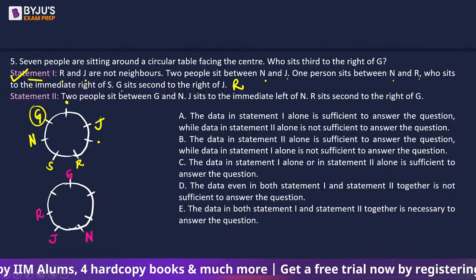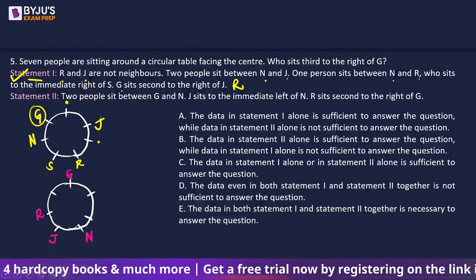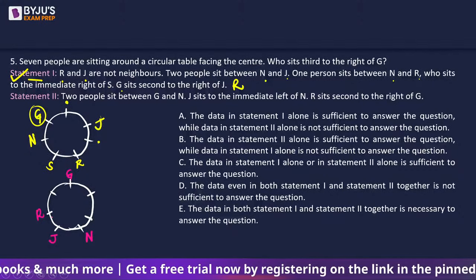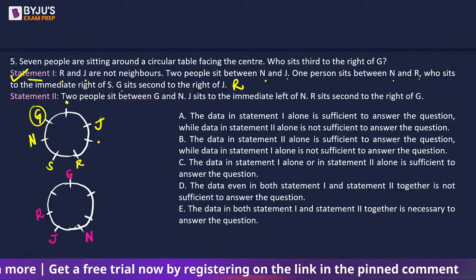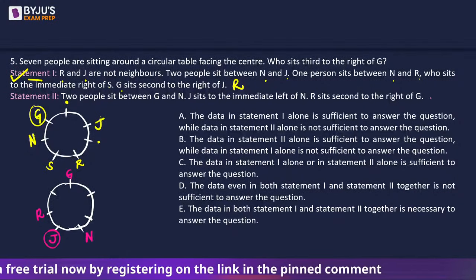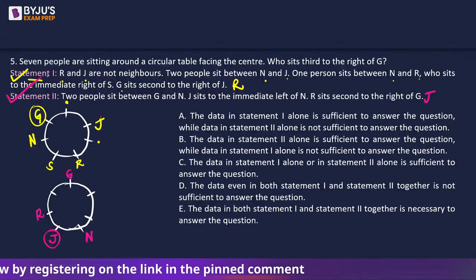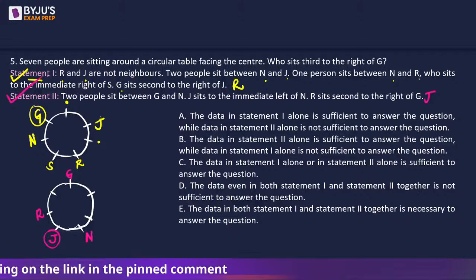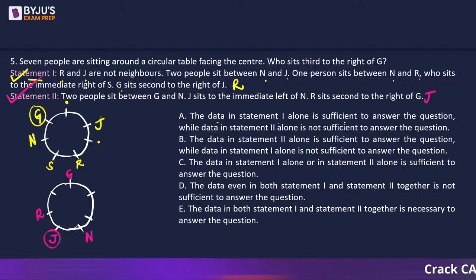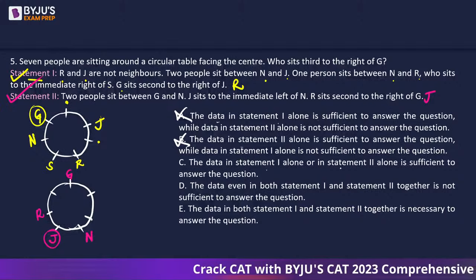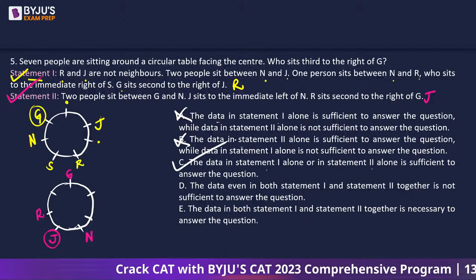We have taken all three statements into consideration. Now the question asked is who sits third to the right of G? So third to the right of G is going to be J. So we can answer this question using the second statement alone as well. This gives us that particular option which says either of the statements alone can give us the answer. First option says statement 1 alone is sufficient, 2 alone is not. 2 alone is sufficient, 1 alone is not. 1 alone or 2 alone is sufficient. So option C.